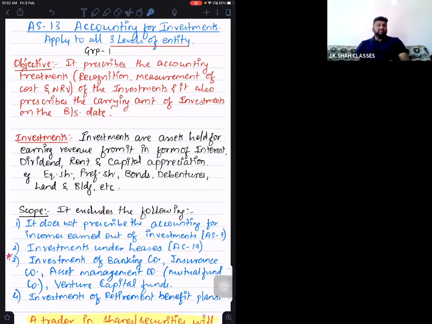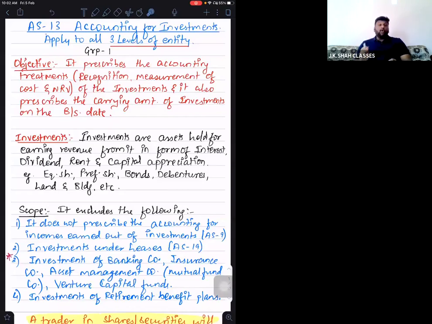Right? I hope you're clear with the definition. So I'll read the definition once. Investments are assets held for earning revenue from it in the form of interest, dividend, rent, and capital appreciation. Example: equity share, preference share, bonds, debentures, land and building. I can write gold, silver, or any kind of precious metals, diamonds, everything can be covered if you're an investor in that. Right? Now let us discuss the scope.